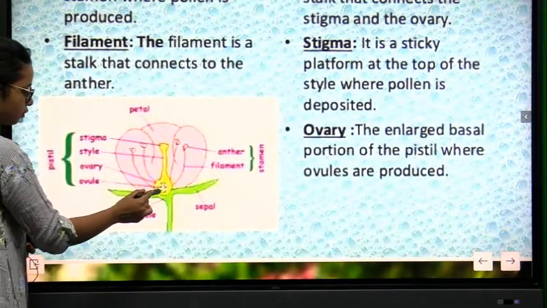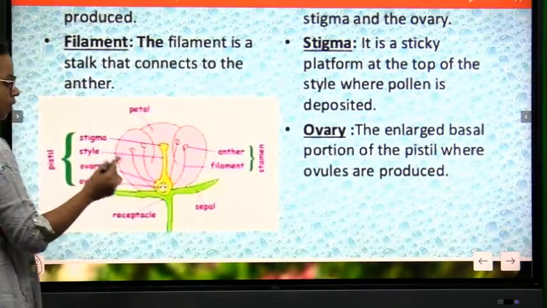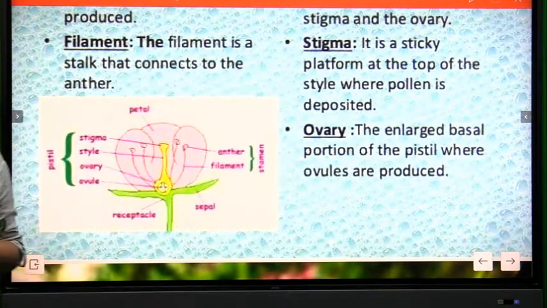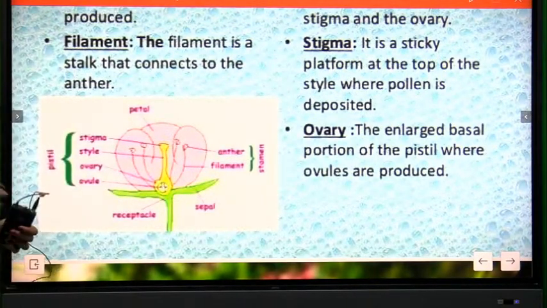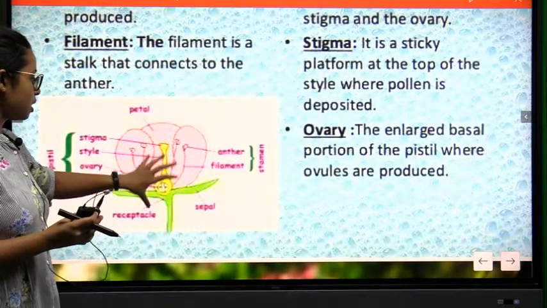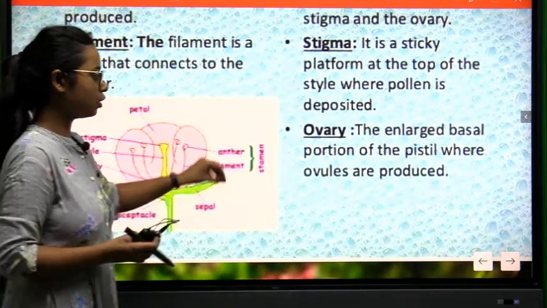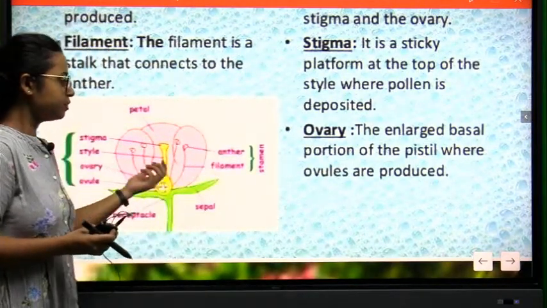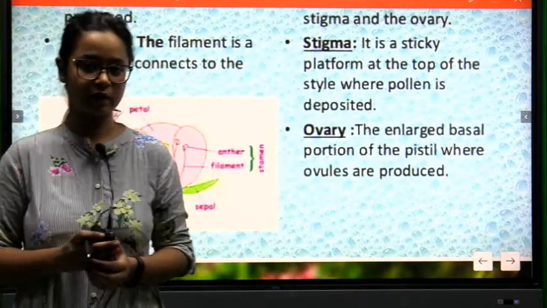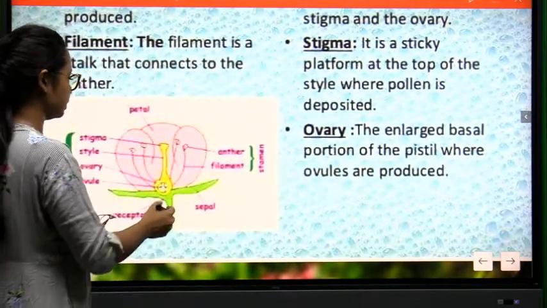This part is the ovary, the middle part is the ovary. Here is the enlarged base, meaning this base is the biggest part of the whole pistil, where ovules are produced, where the reproduction is being held.